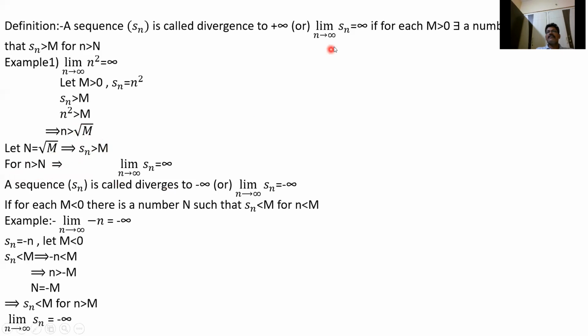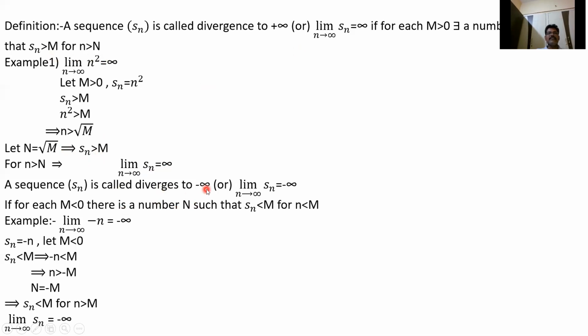By definition, limit Sn equal to infinity means for each M greater than 0, however big it may be, there exists a number capital N such that Sn is greater than M for n greater than N. So you get capital N equal to root M. So limit Sn equals infinity. Similarly, diverges to minus infinity.